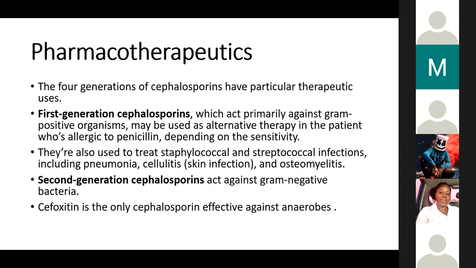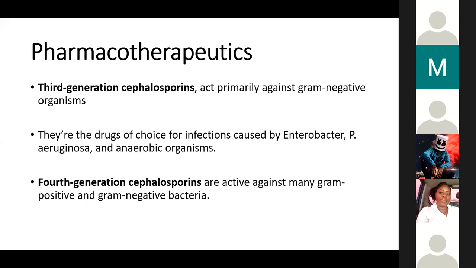against gram-positive organisms. When you come to the second generation, they are active against gram-negative organisms. But then cefoxitin is active against anaerobes. Then the third generation cephalosporins are active against gram-negative organisms as well, and they are mostly used when you are thinking of Enterobacter, Pseudomonas aeruginosa, and anaerobes. Then the fourth generation are good against both gram-positive and gram-negative. So first generation, gram-positive. Second generation, gram-negative. Third generation, gram-negative, typically Enterobacter, Pseudomonas, and anaerobic organisms. And then fourth generation is both.